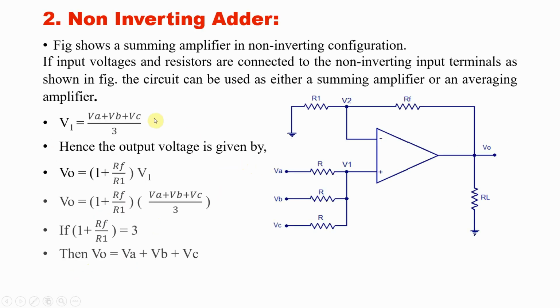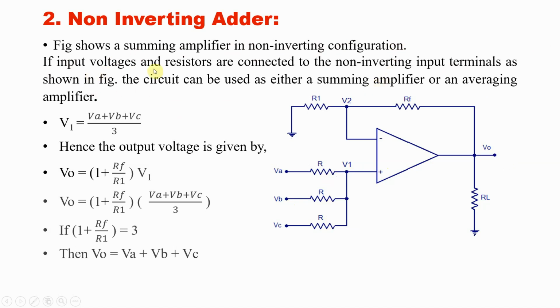Then the second point is the non-inverting adder. Non-inverting adder means when more than one input signal is applied to the non-inverting terminal of the op-amp, this circuit is known as a non-inverting adder. Then the output is the addition of the input signals, and the output signal and input signals are in the same phase, meaning there is no inversion. This figure shows a summing amplifier in non-inverting configuration.